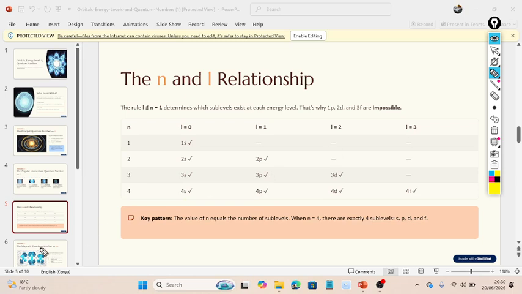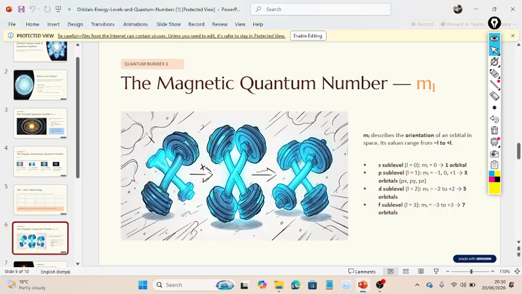Moving on, let's talk about the magnetic quantum number. This is another quantum number, we call it quantum number 3, and it's designated as ML.